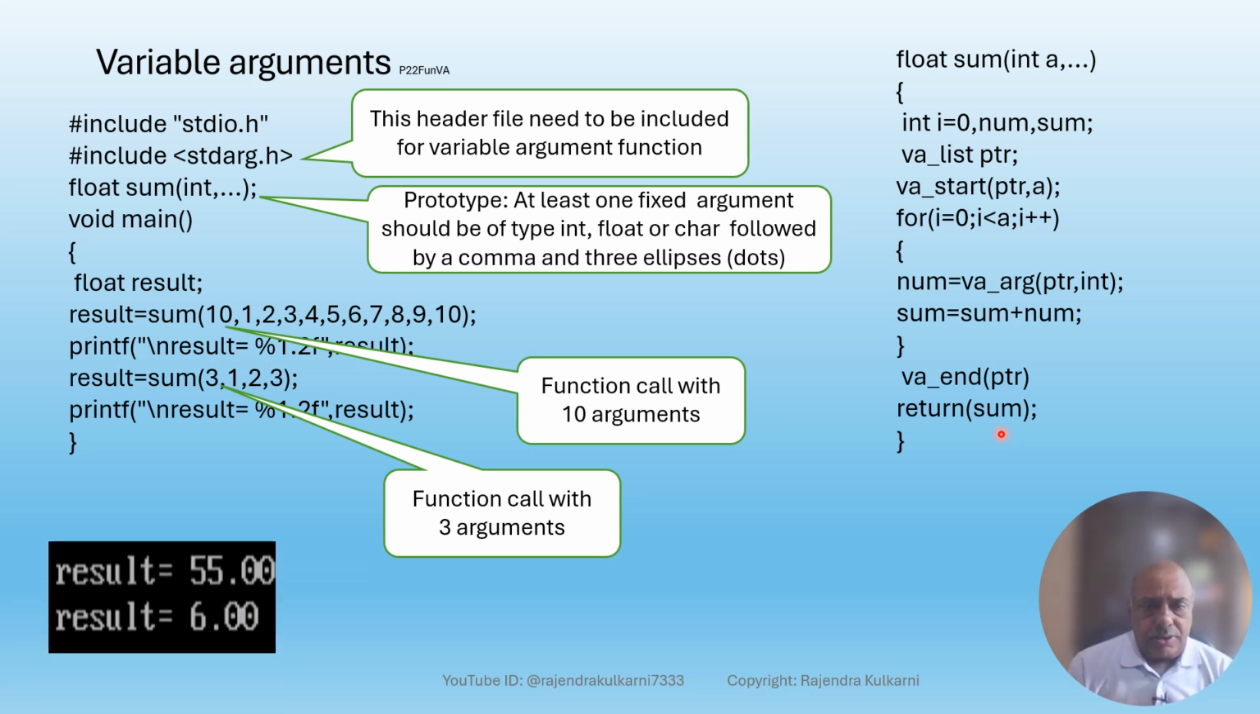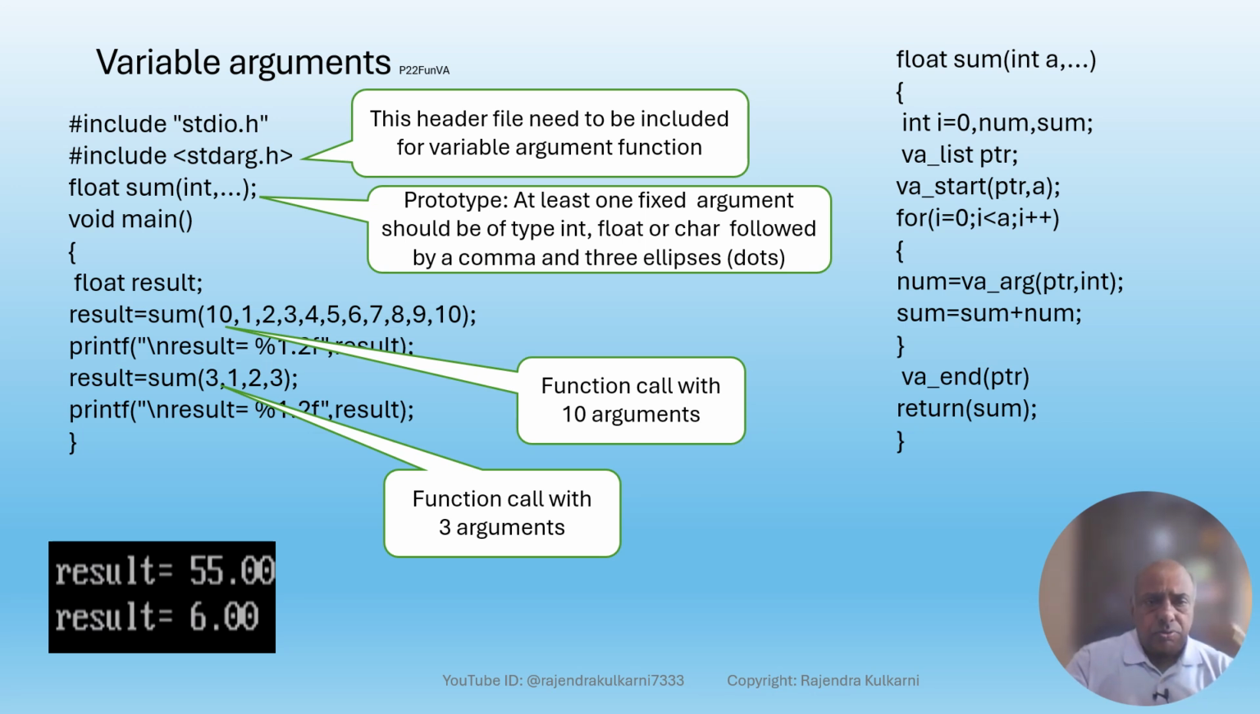When I executed this program, these were the results. In the first call, when I sent 10 arguments, the result is equal to 55. Sum of 1 to 10 is 55. In the second call, when I passed 3 arguments, the result is 1 plus 2 plus 3 is equal to 6. So in this fashion variable argument functions work, or we can create variable argument functions with this type of coding.